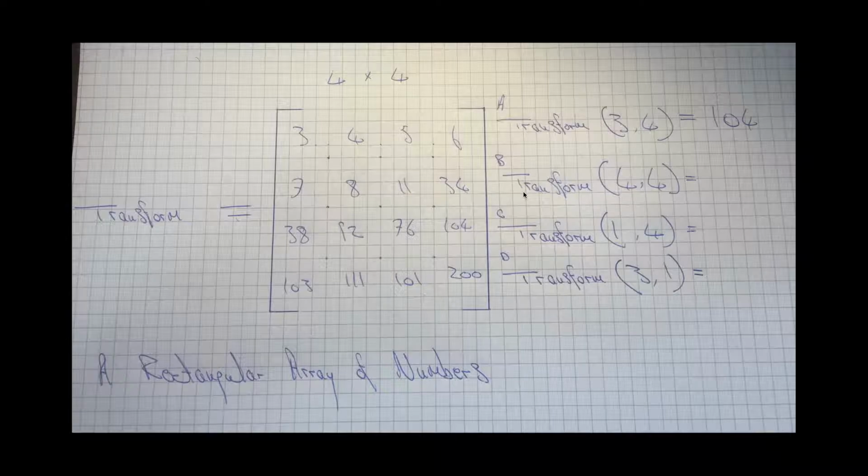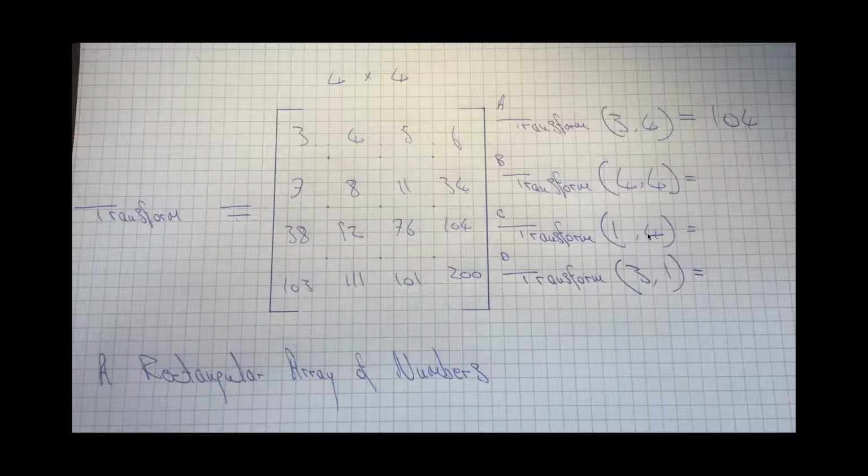Right here, we have transform 4, 4. This means in the transform matrix, in row number 4, so 1, 2, 3, 4, in column number 4, 1, 2, 3, 4, the value is 200. Now, can you please work out the value for transform 1, 4? Just pause this video and work it out.